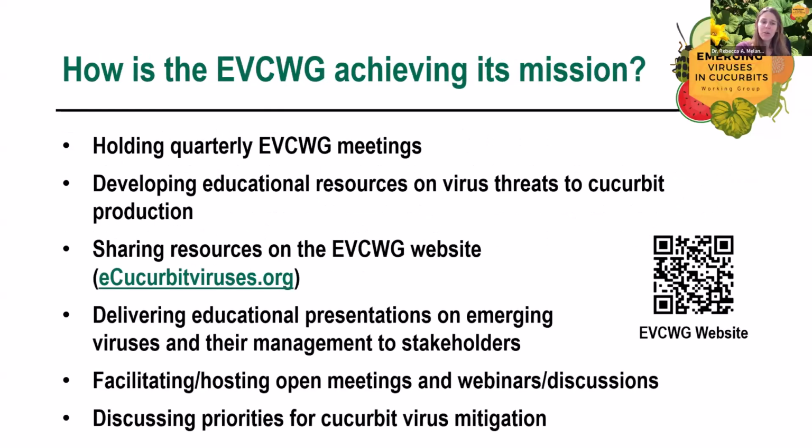We are achieving that mission by holding quarterly meetings, developing educational resources on virus threats to cucurbit production, and sharing those resources on the Emerging Viruses in Cucurbits website, ecucurbitviruses.org, also available by scanning the QR code on the screen. We've been delivering educational presentations on emerging viruses and their management to stakeholders, both producers as well as scientists throughout the industry. We began facilitating and hosting open meetings and webinar discussions, such as the one you're joining us for today. And we also discussed priorities for cucurbit virus mitigation.